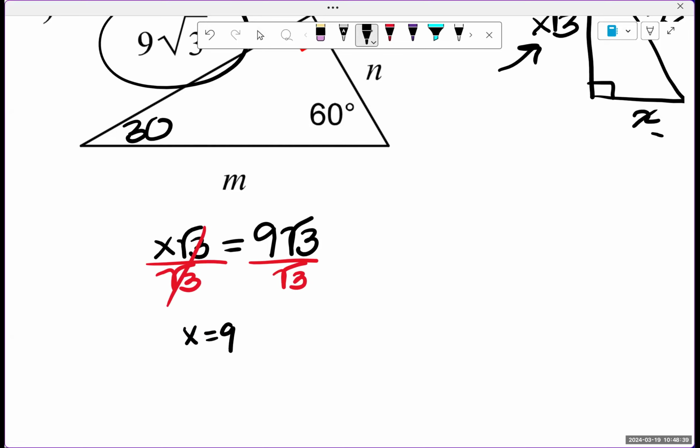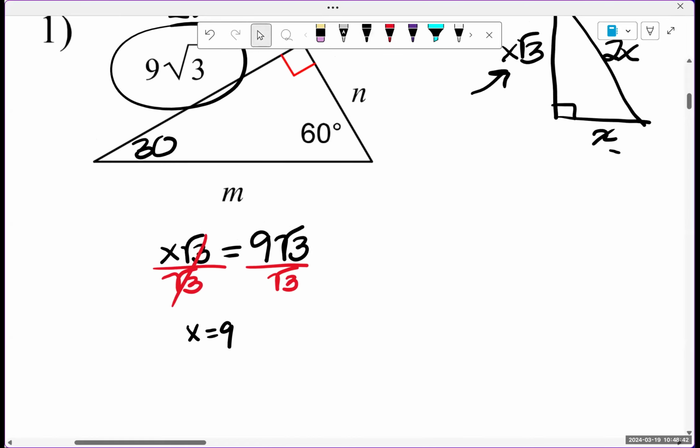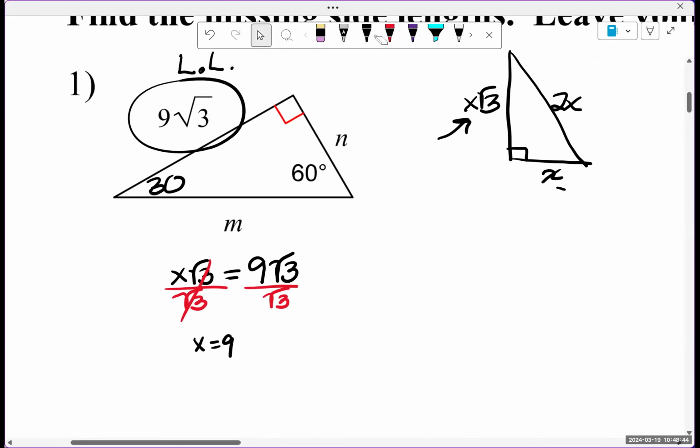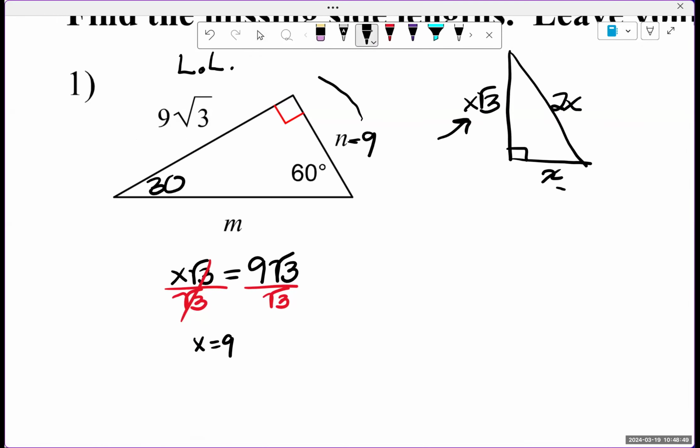Now, the more you practice these, the quicker they're going to get. The long leg is 9 rad 3. The short leg is 9. And we can see that I went from 9 to 9 rad 3. Another way to think of it is short leg to long leg, multiply by rad 3. But what if I go backwards? What if I go long leg to short leg? I would divide by rad 3. Okay, we always find the short leg. That's always the first thing we're going to find.